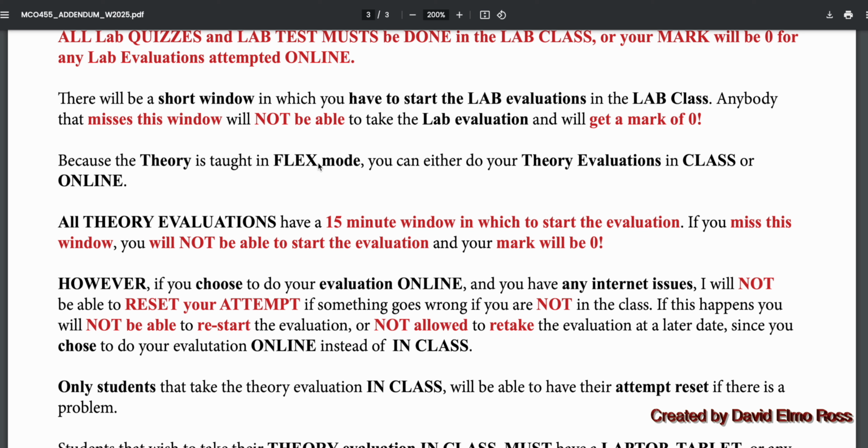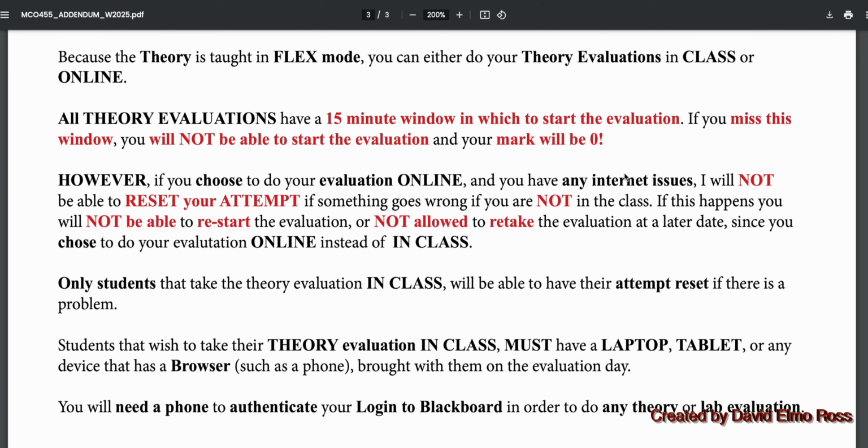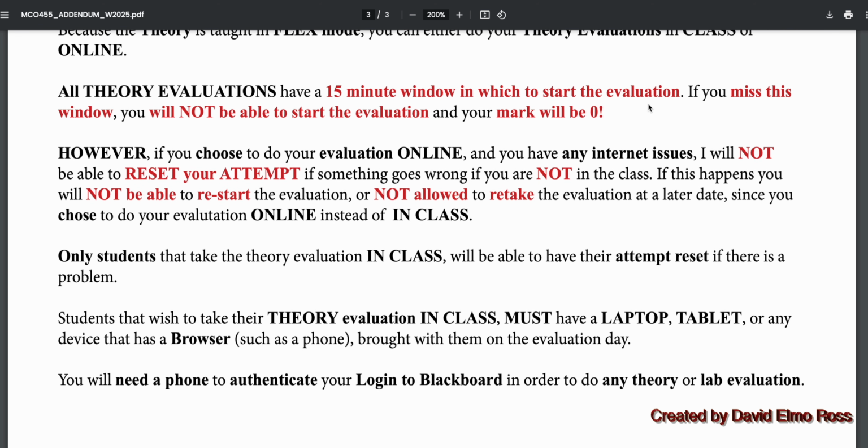The theory is taught in flex mode, so you can either do the theory evaluations in class or online, and there's a 15 to 20 minute window in which to start the evaluation, but if you miss the window, you're not going to be able to start and your mark will be 0.